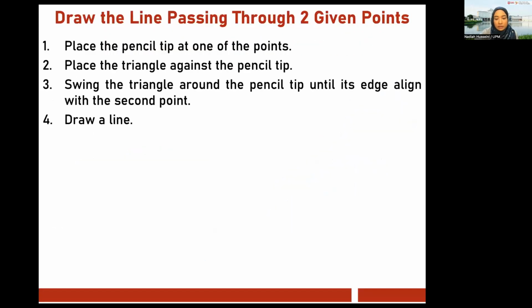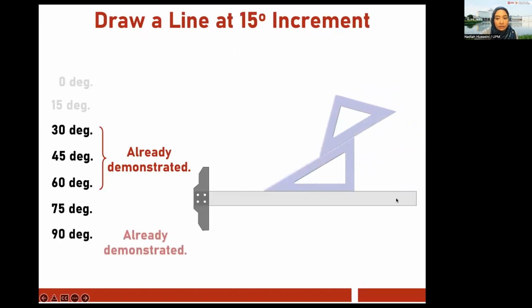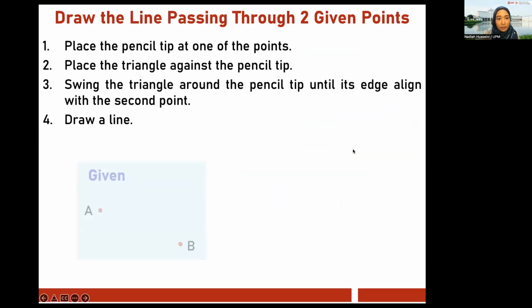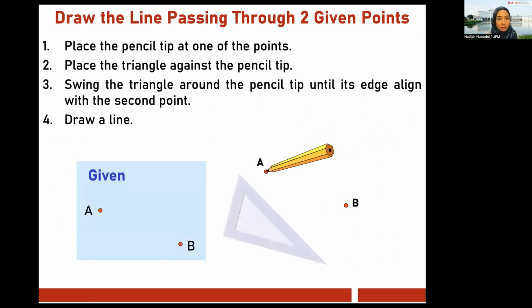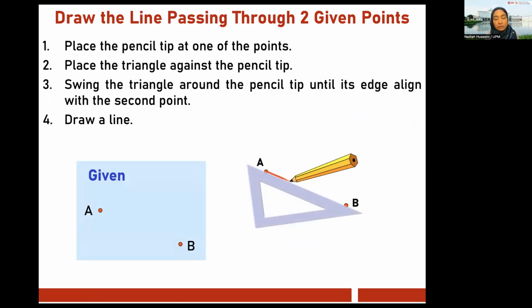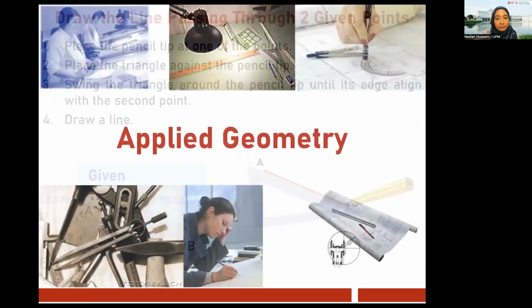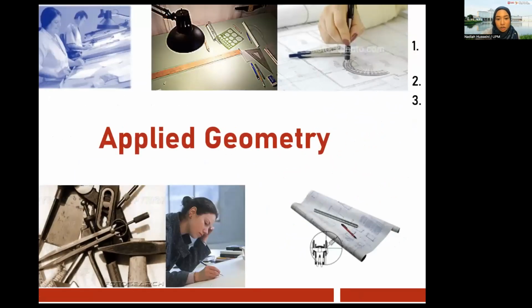Okay, 90 degrees is easy. 90 degrees is just the right angle, so it's just a perpendicular line. Draw the line passing through 2 given points. You want your line to be from A to B. It's simple, just basically using a ruler or a triangle. In this case, we don't have a ruler. We have a triangle, so you just connect these dots. Easy. So, applying the geometry.